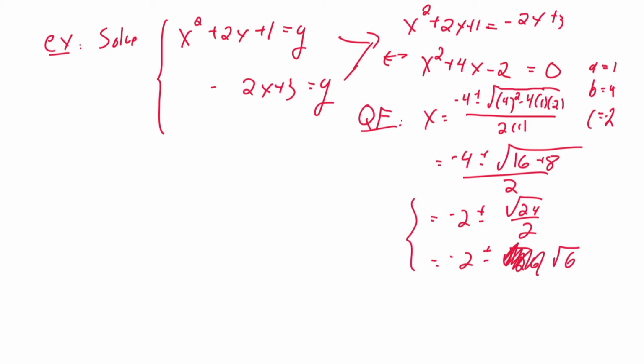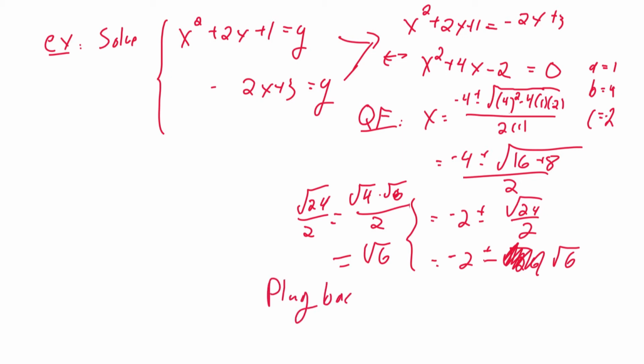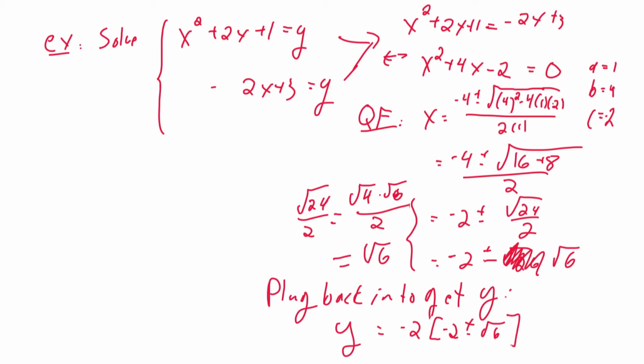And for here, we just notice that square root of 24 over 2 is square root of 4 times square root of 6 over 2, so just square root of 6. So I get my two solutions in terms of x, and then I can, of course, plug back in to get y. So for example, y is equal to negative 2 times negative 2 plus or minus square root of 6 plus 3.